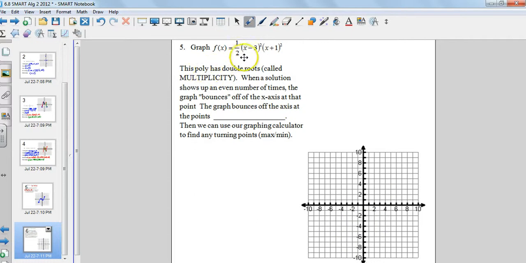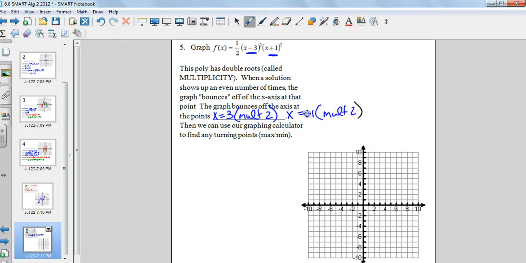Alright, same idea here. It's in factored form, except this time we're going to run into something called multiplicity. Now we can easily see that we've got one of the solutions at 3 and one of the solutions at -1. But notice how they show up twice. So they bounce off the x-axis at x equals 3. And I'm going to write a little note to myself. It's got multiplicity of 2. And then it also will bounce off at x equals -1. It's going to bounce because it also has multiplicity of 2.